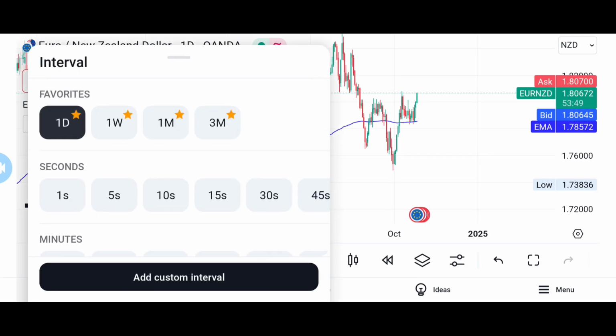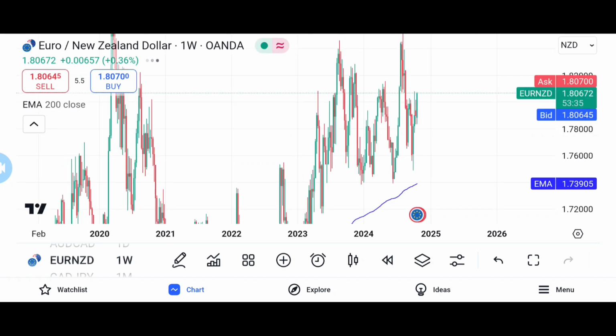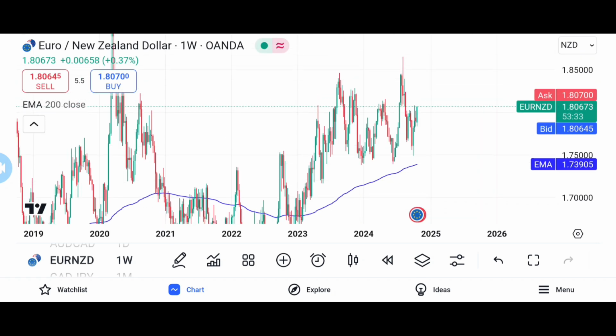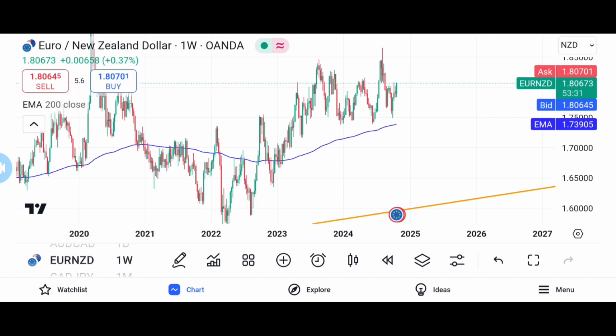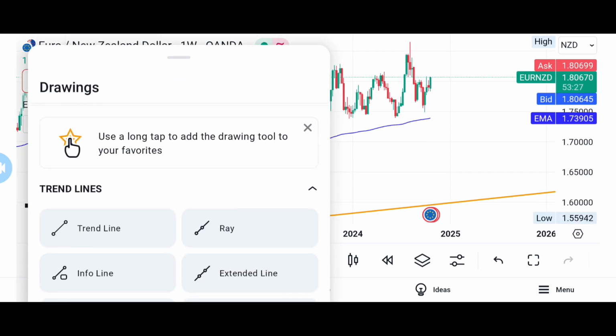You can see I've marked my higher time frames, that is daily, weekly, monthly, and 3 months. I usually like to see the bigger picture. So let's go to the weekly time frame, and I will show you what I've seen. This will be a quick one. So guys, in the weekly time frame, what do you see?